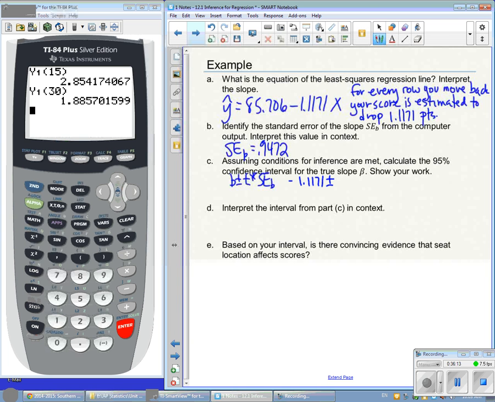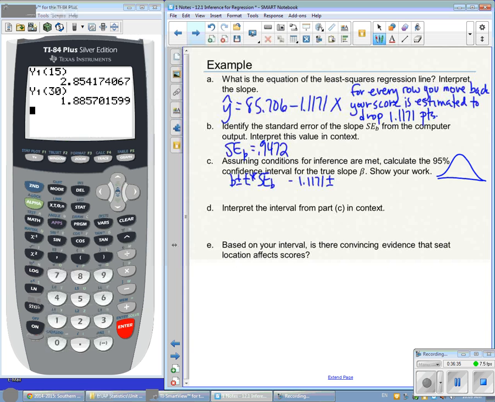Plus or minus. Now remember, the T that's listed in the table or listed in the output is not the T that we would use for the confidence interval. So how would we figure out the critical T value for our confidence interval? What information do we need to know? The degrees of freedom and the confidence level, right. So we know the confidence level is 95%.